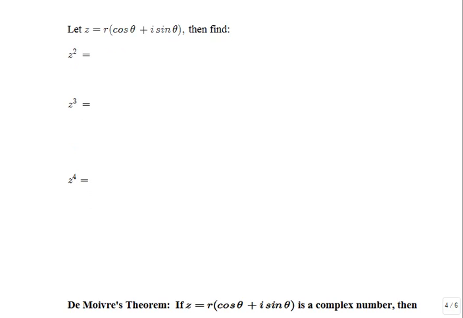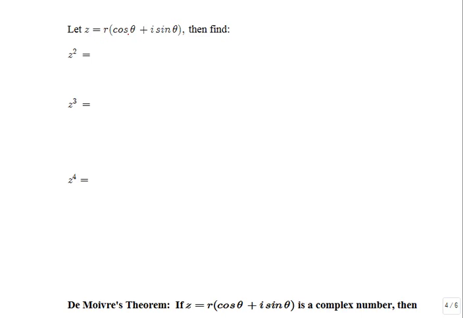Now another reason why we like to use polar form of complex numbers as opposed to rectangular form is because it's fairly easy to come up with powers of these complex numbers. So let's see what's going to happen. If we let z be r times cosine theta plus I sine theta, what would happen if we were to square z? Well, that means to multiply z by itself.